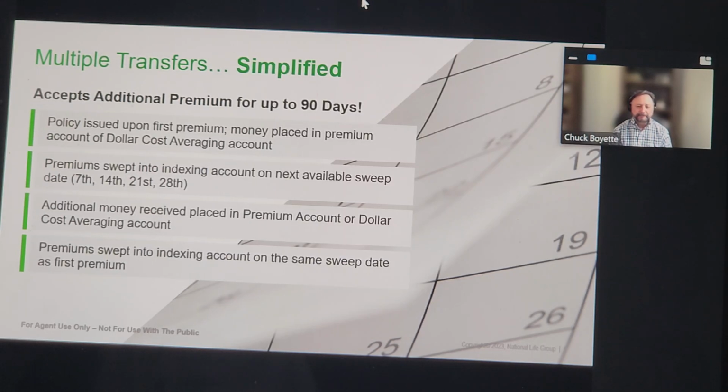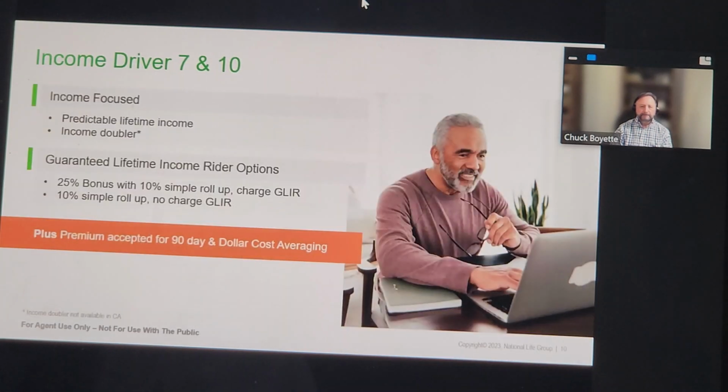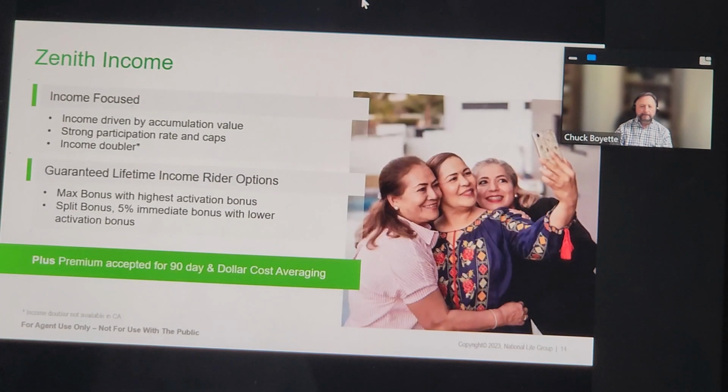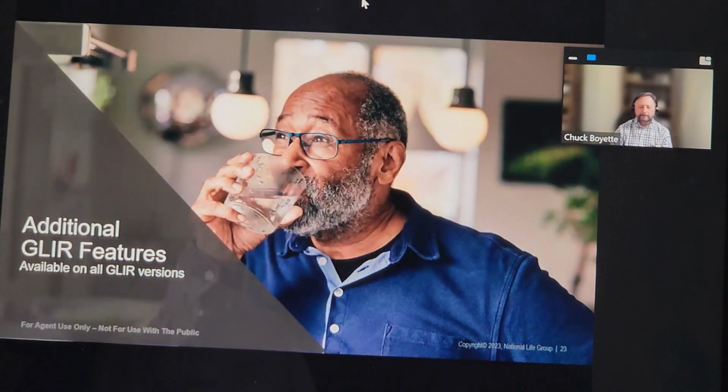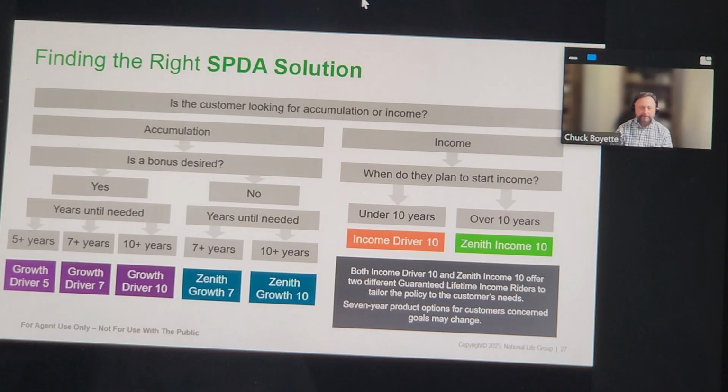And you can see the different sweep dates. I don't think we need to go into that. That's really it. So I think we've done a good job of including our single premium annuity options here.